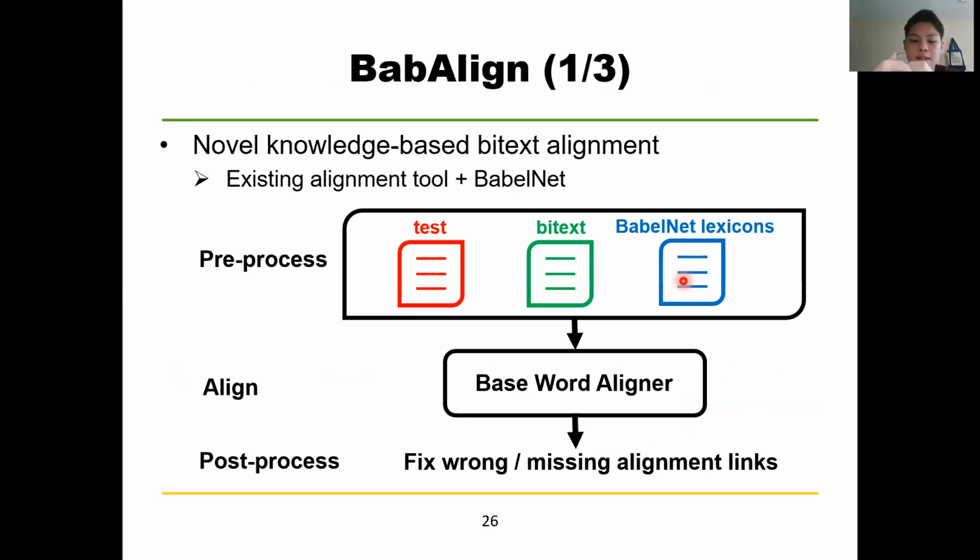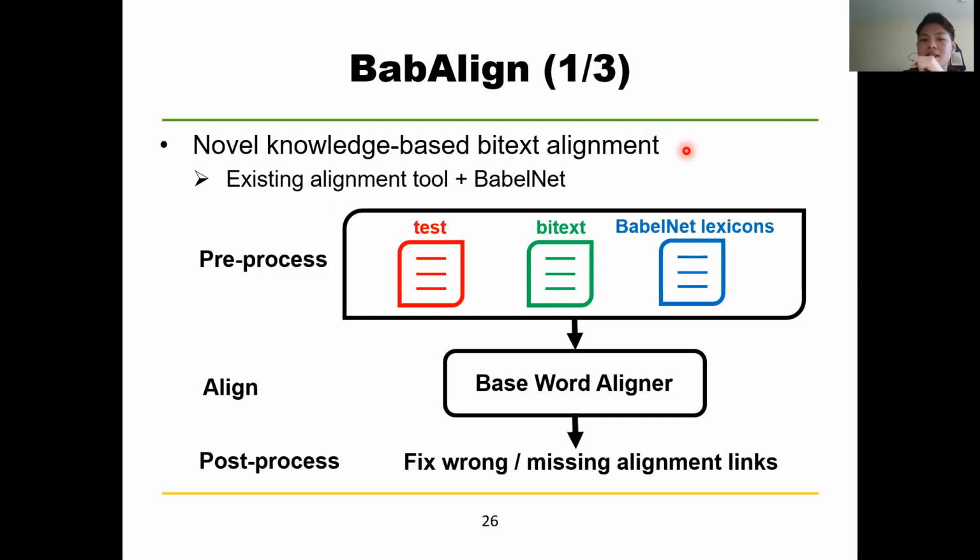So I've introduced the methods of reverting translations so far. However, the quality of those methods will be highly dependent on the quality of word alignment. Because even if we can properly translate the source sentence into other languages, everything will be useless if our alignment algorithm performs poorly, because we need to identify the exact token or translation for the source focus word in question. So to address this issue, we propose a novel knowledge-based bitext alignment method called BabAlign.